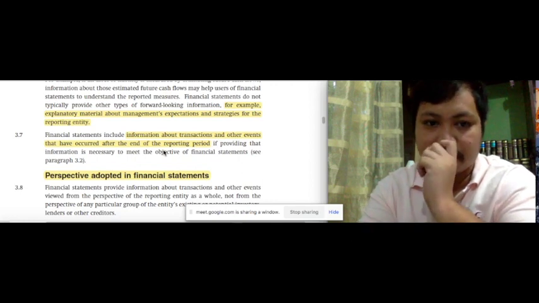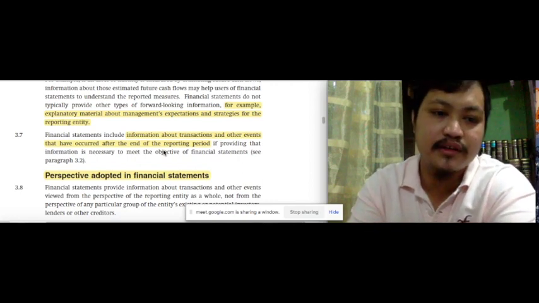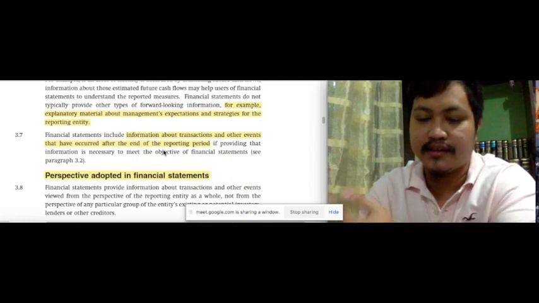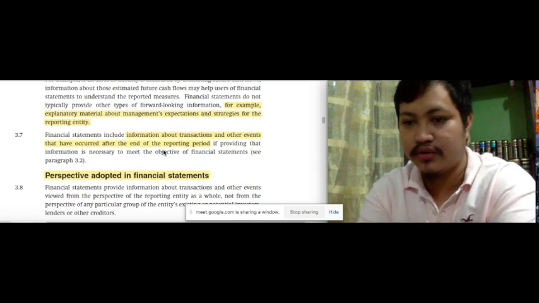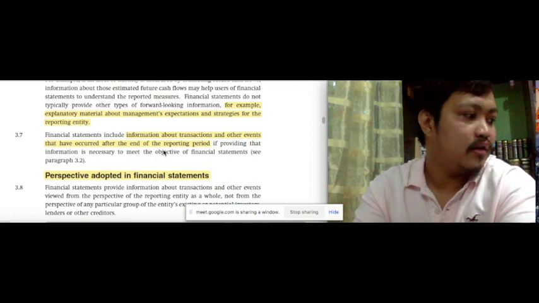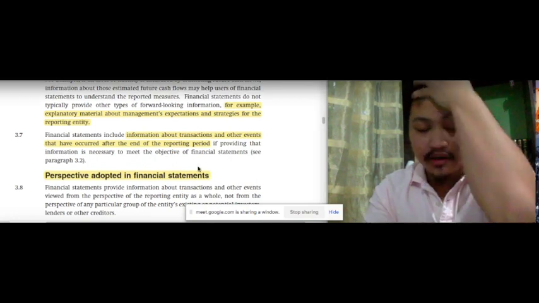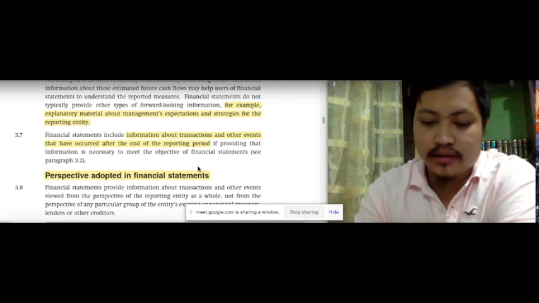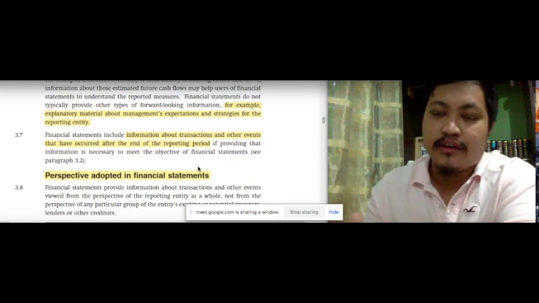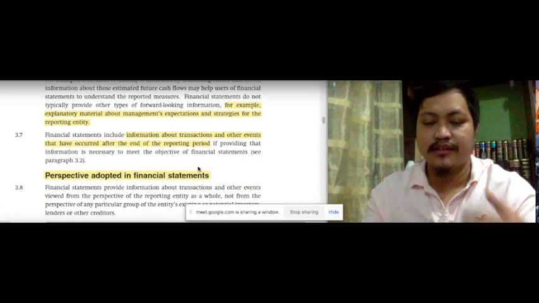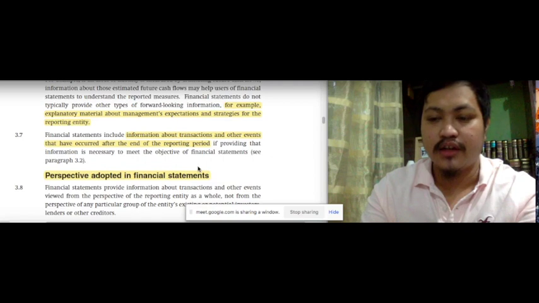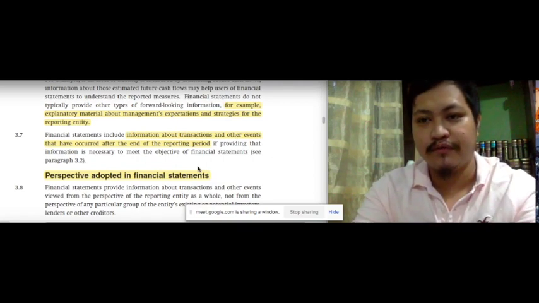Then here, class, financial statements include information about transactions and other events that have occurred after the end of the reporting period. Okay. Again, basically this tells us that you may provide additional disclosures, class, in the notes of the financial statements, even for information that has occurred after the end of the reporting period. We have another standard, class, that governs the accounting treatment for events that occur after the reporting period. Okay, it's possible that because of events that will happen after the reporting period, you will have to make adjustments to the financial statements that you have prepared for the previous period, class.